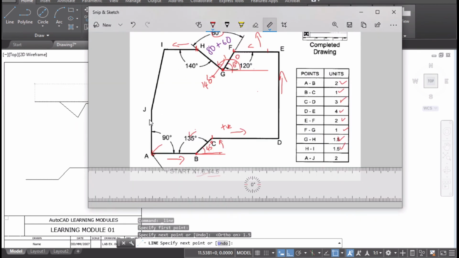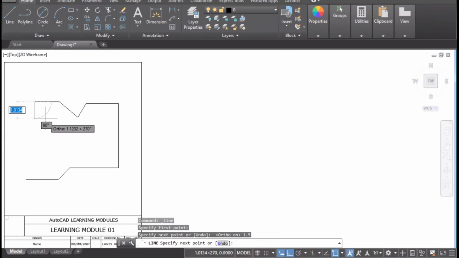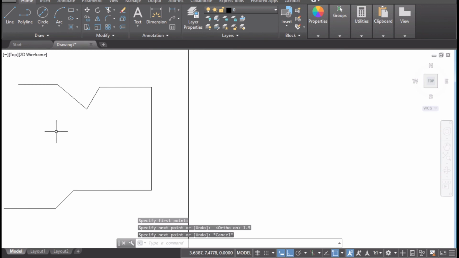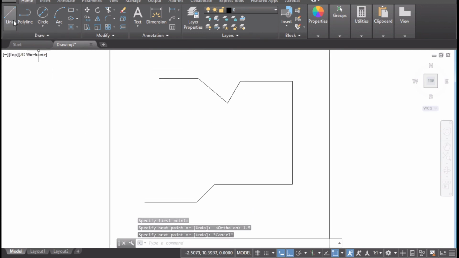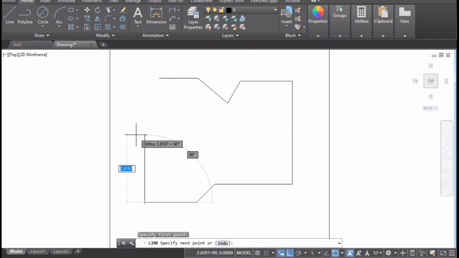Now we have to draw IJ. Here you can see this angle is not given, no problem. If you come to A and finish AJ in this direction, we have the length as 2 units. So this is 2 units from A to J, and it will be a 90 degree angle. So we have this angle and the length. What I'm going to do, the easiest way, is escape, finish up to that, come over here, and take the line. The ortho mode is already on. Click here, start from here, in this direction, 2 units and enter.